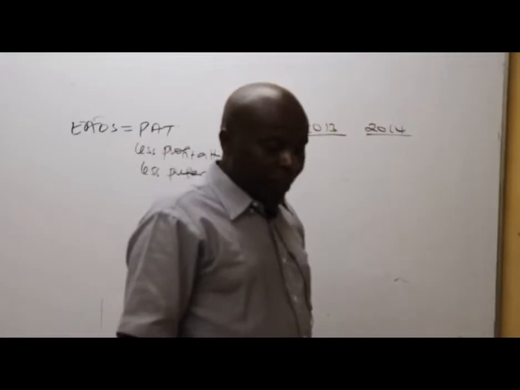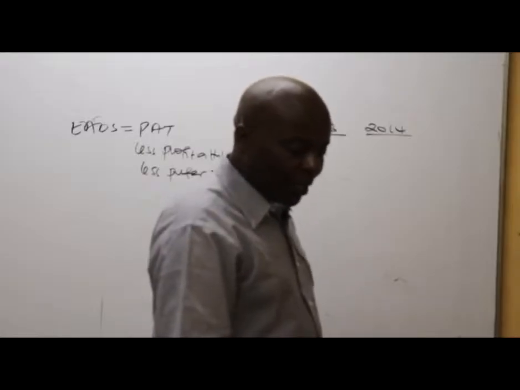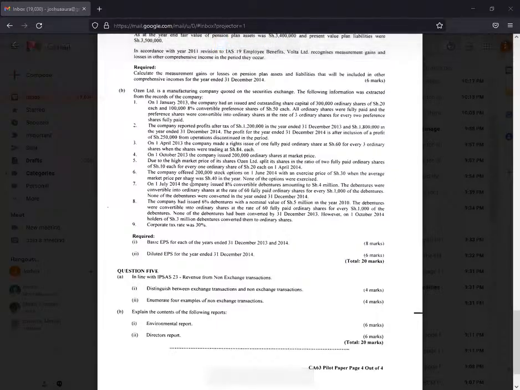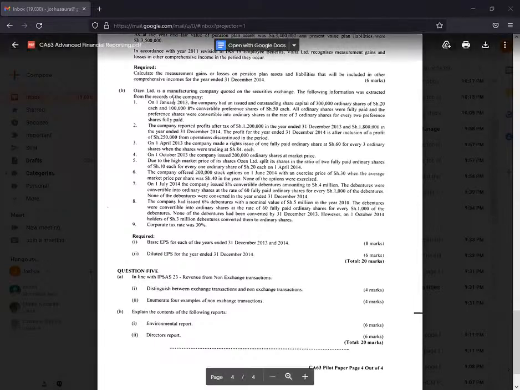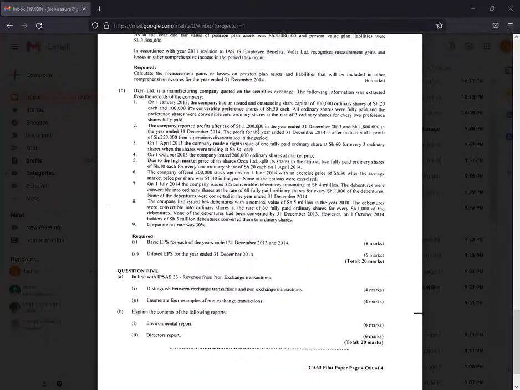Great. Ladies and gentlemen, we come here. Please, let's give this examiner the profits attributable to ordinary shareholders. So we start with the reported profit. You can see, on 1st January, note number 2, the company reported profits after tax of 1,200 and 1,800.